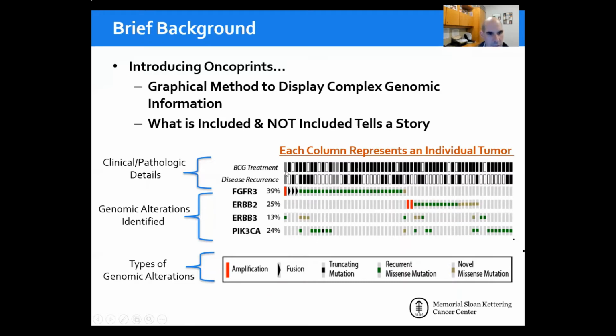This is probably a patient treated with an immediate cystectomy. They had an FGFR3 amplification, and then they had an ERBB3 recurrent missense mutation. And then the next patient over here, dark over here means they received BCG, they did not have a recurrence, and they have an FGFR3 fusion, and so on. So this oncoprint basically gives you information about what the genomic background is for each individual tumor, and as I mentioned, it is there to tell a story.